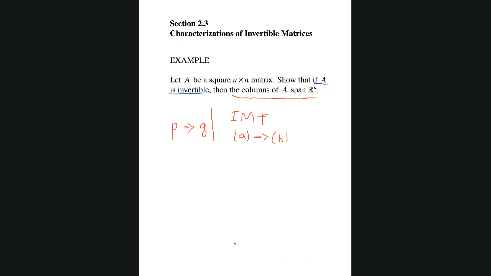Okay, so statement A implies statement H. P implies Q. I just wrote that in general. That's fine, but this is really what we're doing here. So let's go ahead and get to the proof.